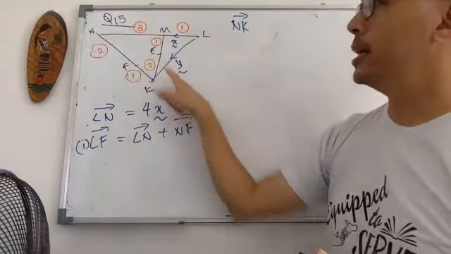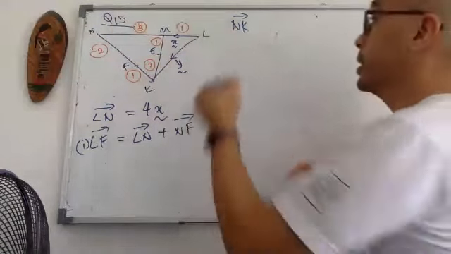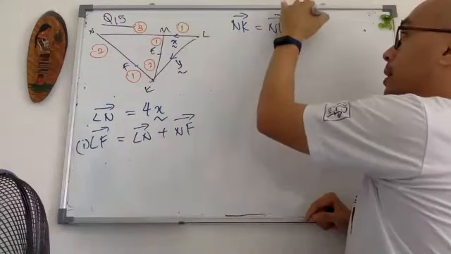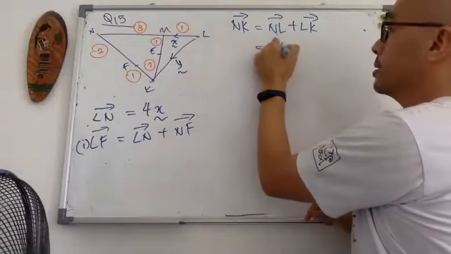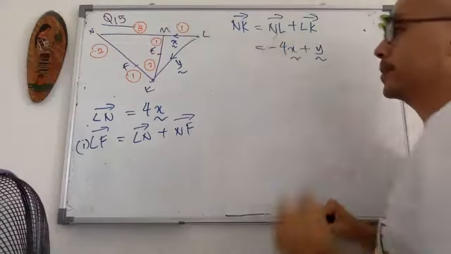Okay, N to K is NL plus LK because I have LN already. So NL plus LK. NL is the opposite of LN, so it's minus 4x plus LK is y. That's NK.